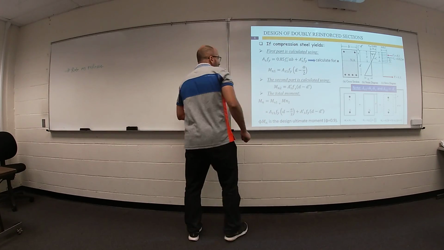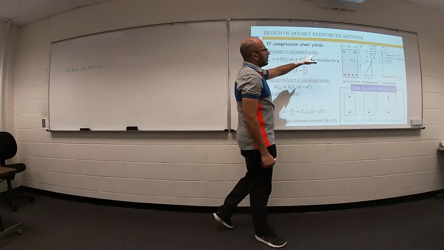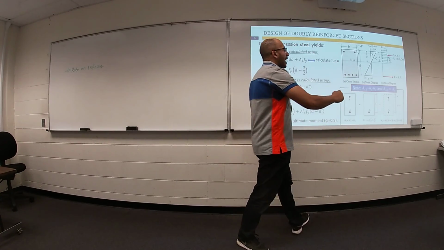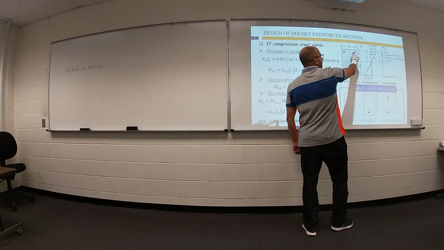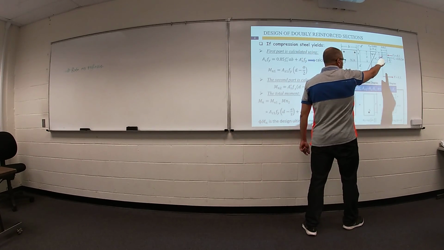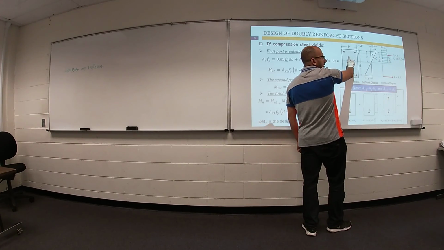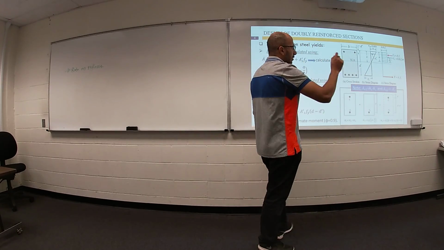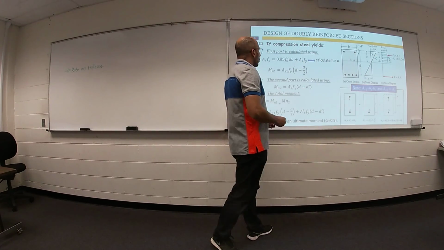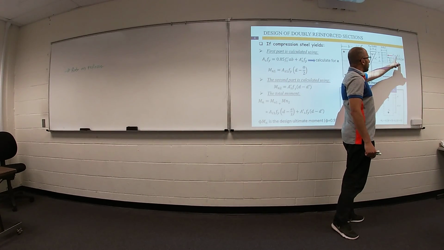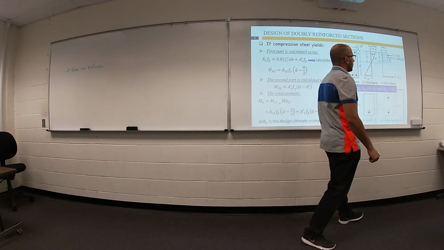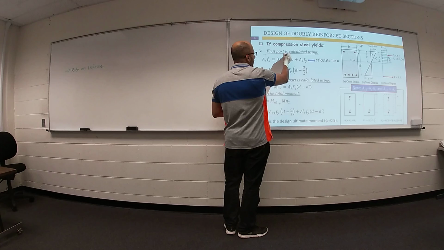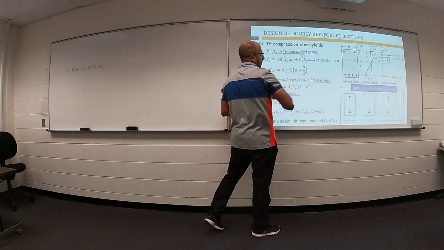So first situation, we assume the steel reinforcement in compression yields. So we have compressive force in the steel reinforcement in compression, compressive force in concrete, and tensile force in steel. If you apply the equilibrium equation, summation Fx equals 0, this force plus this force equals this force. From this equation, T equals C concrete plus C steel.